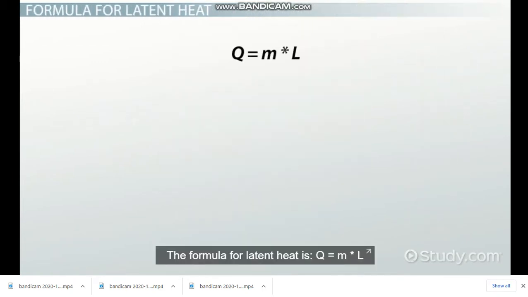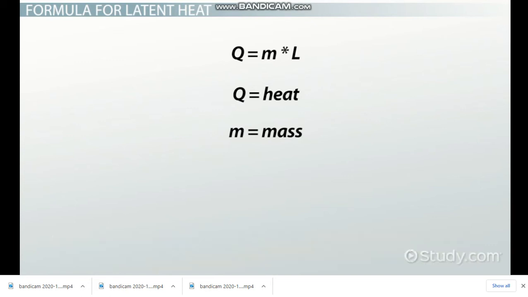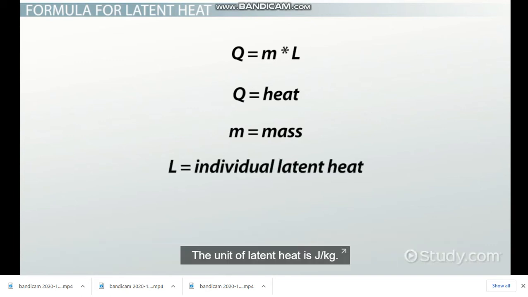The formula for latent heat is Q equals m times L. This equation relates the heat, represented by the letter Q, that must be added or removed for an object of mass, m, to change phases. The object's individual latent heat is noted by L. The unit of latent heat is joule per kilogram.